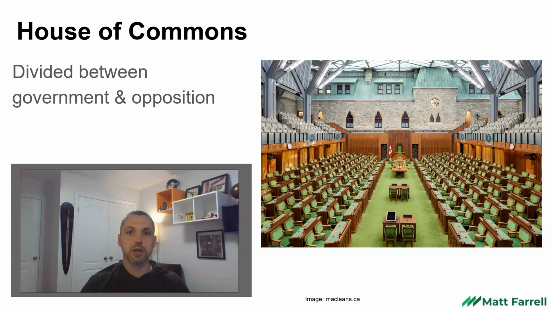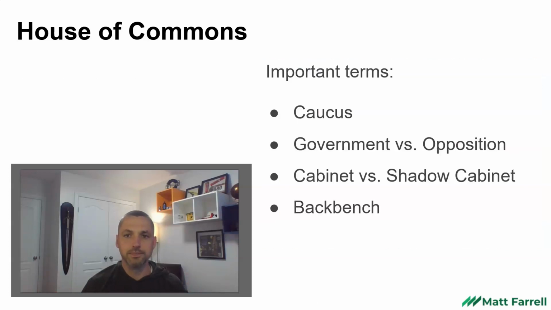The two rows of chairs are 2 sword lengths and 1 inch apart, which is sort of a relic from British tradition. But the idea is that the opposition is there to make sure the government does what they say they're going to do. And that's why many of the functions in Parliament are geared towards that dynamic, where there's a government side and an opposing side.